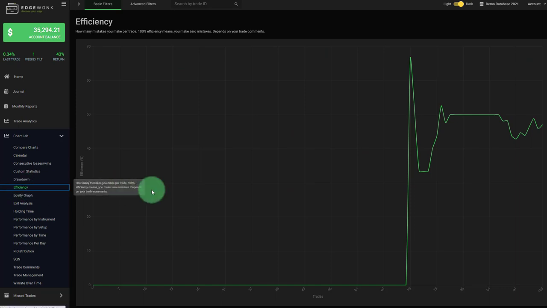We go next to efficiency, and this is how well the trader is respecting the rules. So in Edgewonk, you can tag your trades and you can say how well you respected the rules, or did you break your trading rules for your entries, for your exits, or for your overall trade management. And then Edgewonk will show you how efficient you are with your trading, how often you break your rules, and how often you stick to your rules. This is a very, very important metric that will help you focus on the quality of your trading.